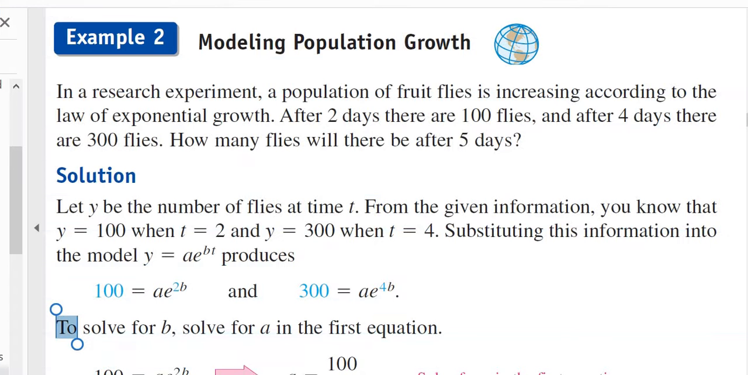This is the second video in a series about solving problems related to exponential and logarithmic models. So we're going to look at the second example.